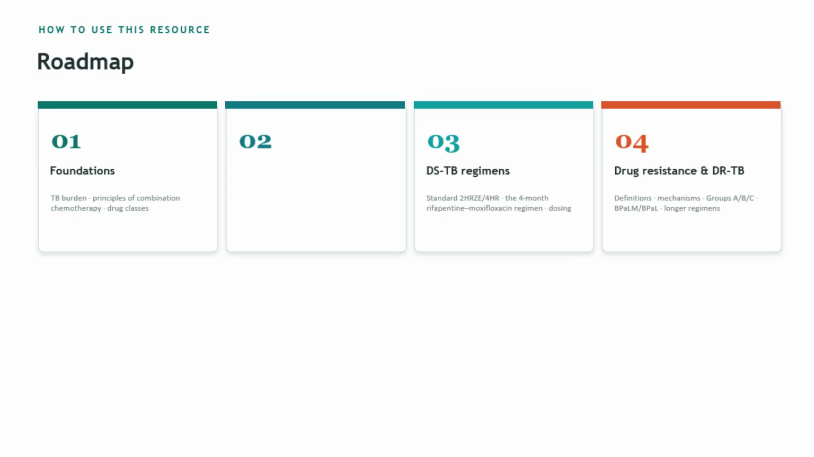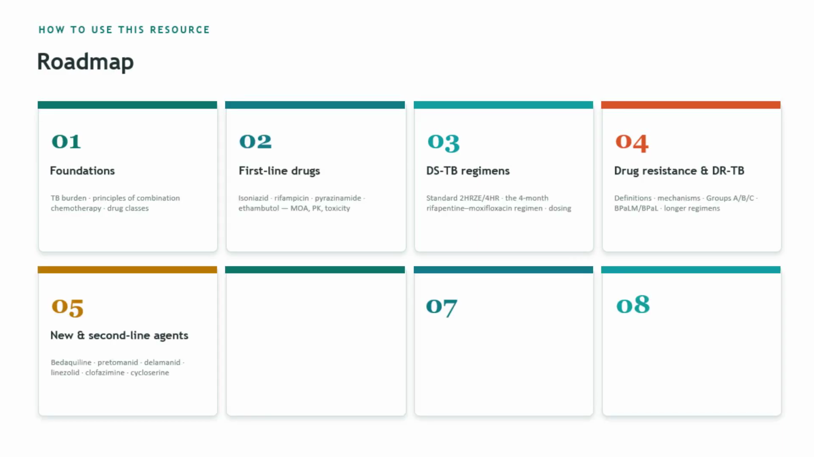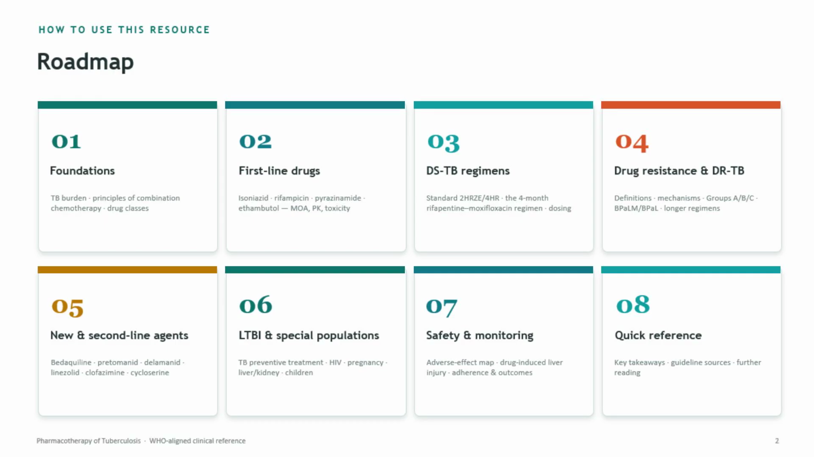So here's the game plan. We're going to build this up in 6 clean chapters. Foundations first, then the first line drugs one by one, the standard and the newer short regimens, then drug resistance and MDR-TB, the new agents, and finally preventive treatment and special populations. Don't feel you have to memorize everything at once. Follow the flow, and by the end it'll click as one connected story. If you want to jump around, the chapters are in the description.